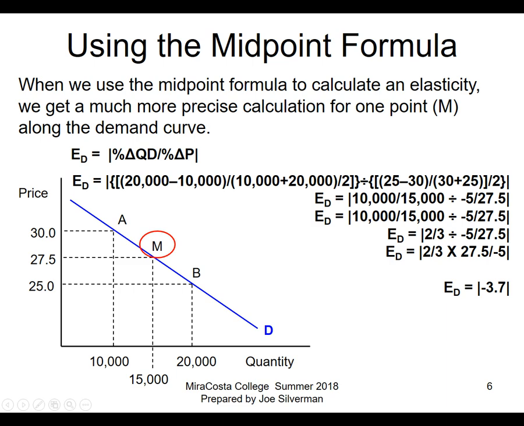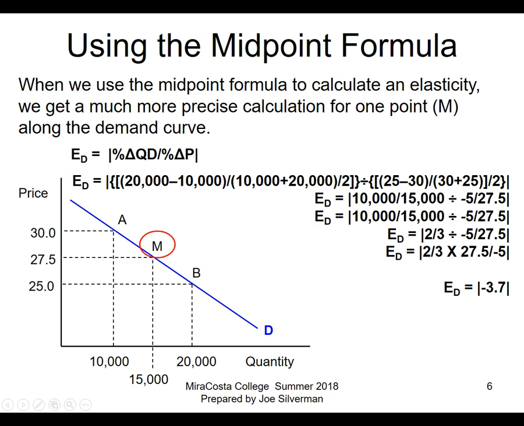All right, now if we're going to use the midpoint formula, I want to go through the graphical representation first. What we're saying is imagine that we have 2 points. Imagine we've identified point A and point B, and the coordinates for point A are 10,000 and 30, and the coordinates for point B are 20,000 and 25. There's some point, we're going to call this M, that is halfway between A and B, and exactly at that point M, we're going to calculate the price elasticity of demand.